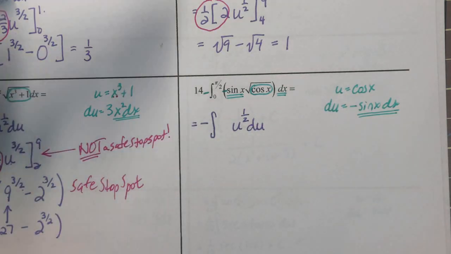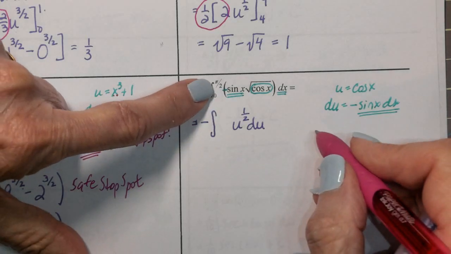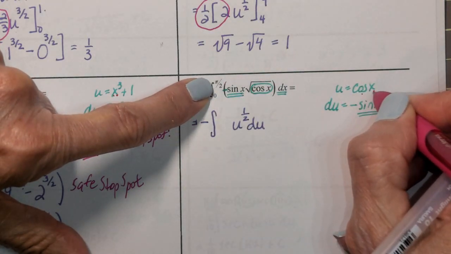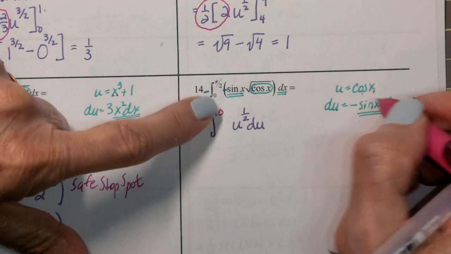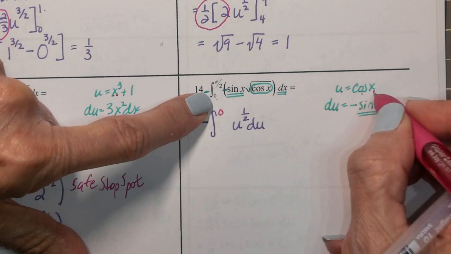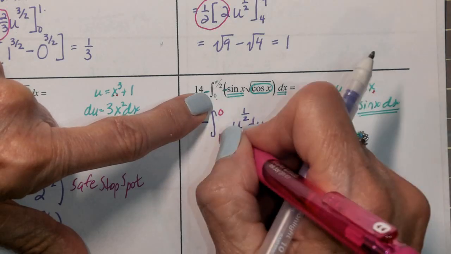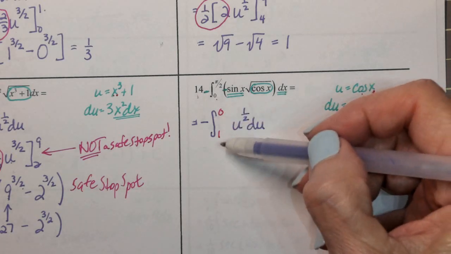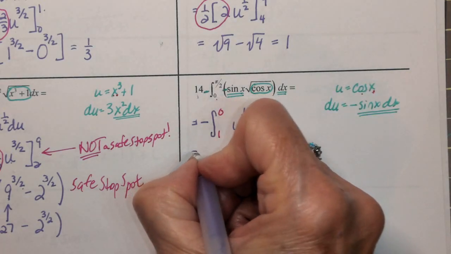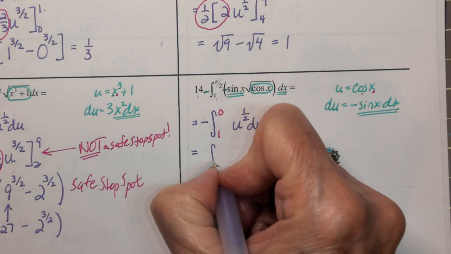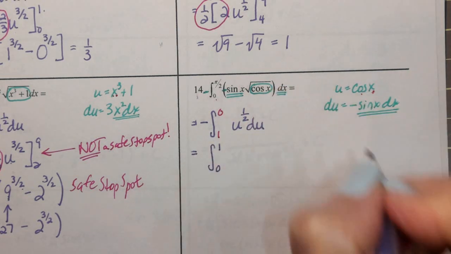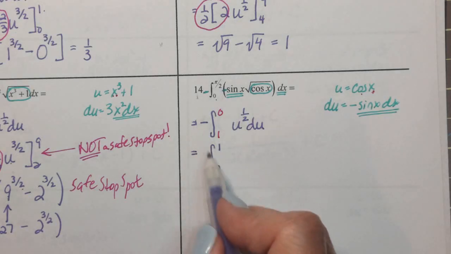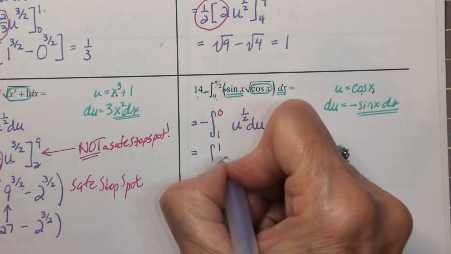What's my new upper boundary? I'm putting pi over 2 in for x. Cosine of pi over 2 is 0. My new lower boundary, I'm putting 0 in for x. Cosine of 0 is 1. So once again, we ended up with an integral with reversed boundaries, so I am going to put my lower boundary on the bottom and my higher boundary on top, multiply by a negative, so it's going to send it back to being a positive.